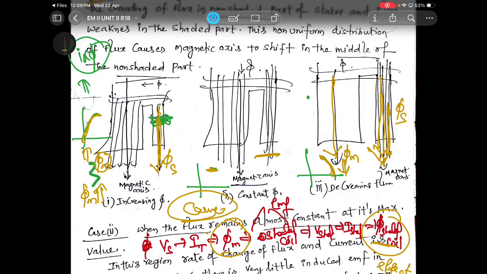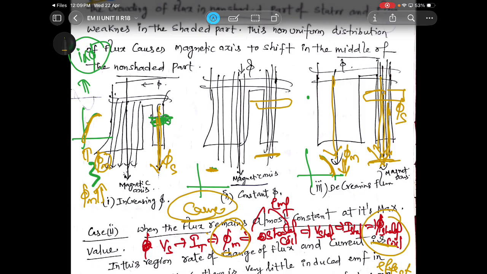That's why you can see the group of lines here and there here. We cannot generate the same in the PPT. It will be slightly difficult here. So that's why more flux is concentrated in the shaded coil portion. Okay, so what I can conclude is the magnetic axis.